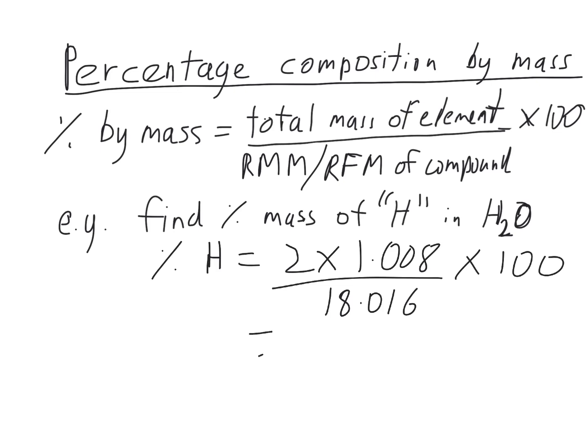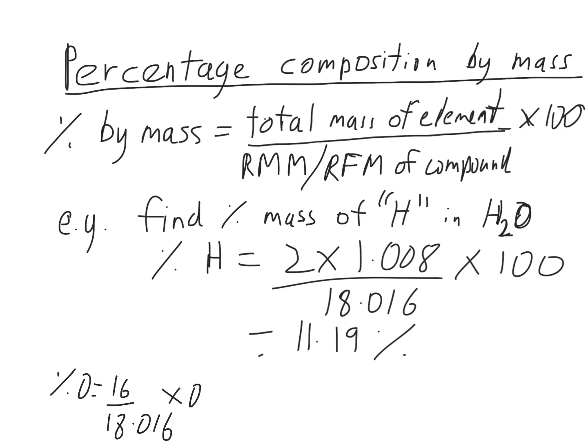When you work that out, you should get a mass of approximately 11.19%. If you repeated this process for oxygen, you should get percentage oxygen equals 16 over 18.016 times 100, and that should give you a percentage mass of about 88.81. Now you'll notice something. If you add the two percentages together, you get 100, and that's a good way to check that you've done percentage masses correctly. They should always add up to 100.